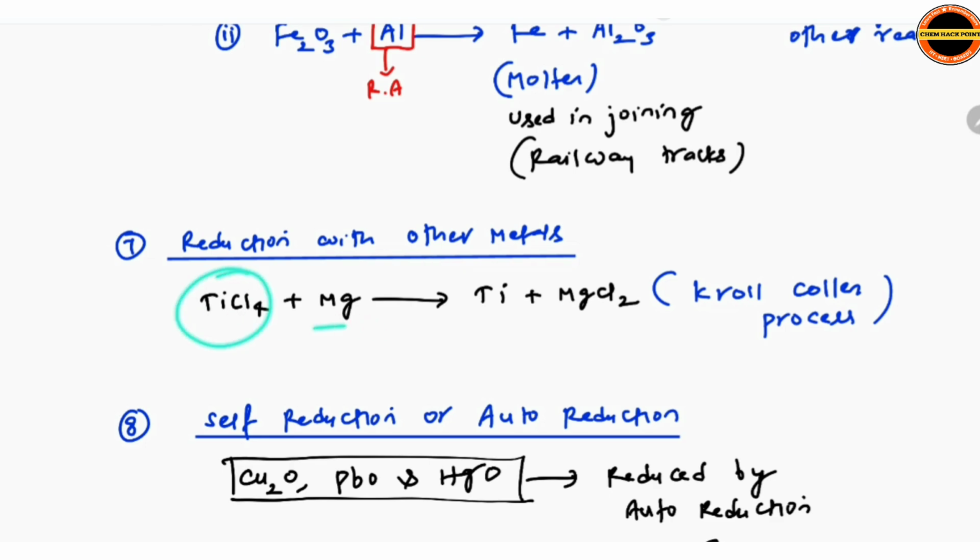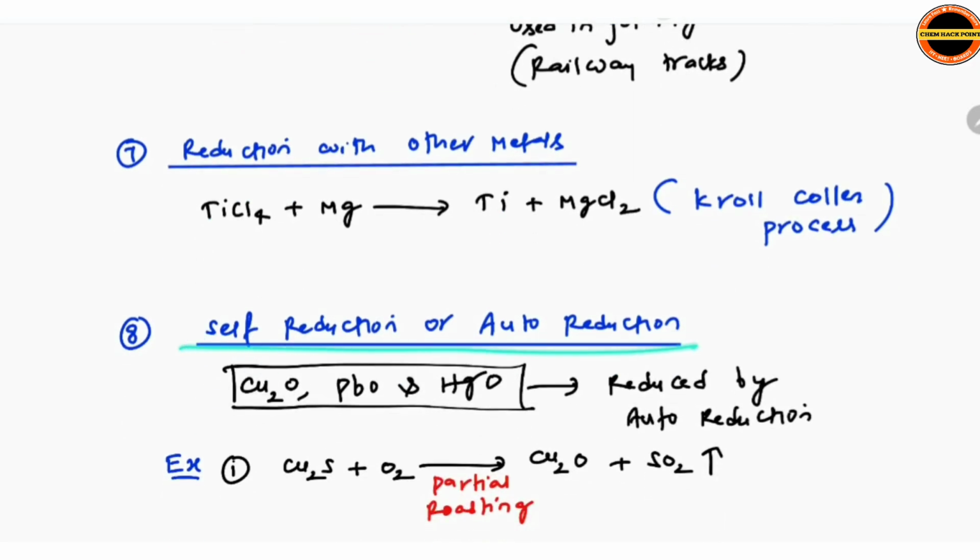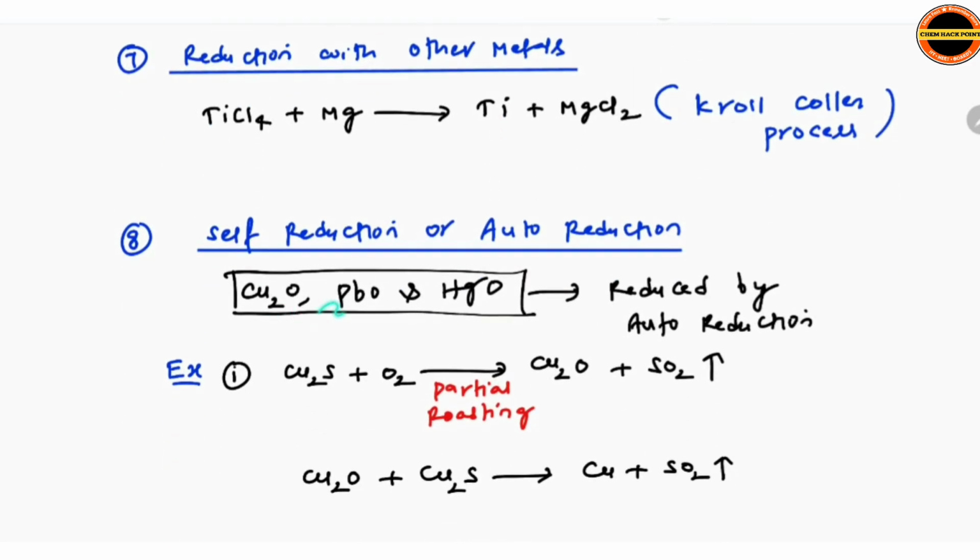Next, reduction with other metals. Titanium tetrachloride with magnesium gives Ti plus MgCl2, which is the Kroll-Kolin process. Other metals like magnesium can be used, so it is the Kroll-Kolin process: titanium tetrachloride plus Mg giving titanium plus MgCl2. Next, self reduction or auto reduction. All these are under reduction methods.